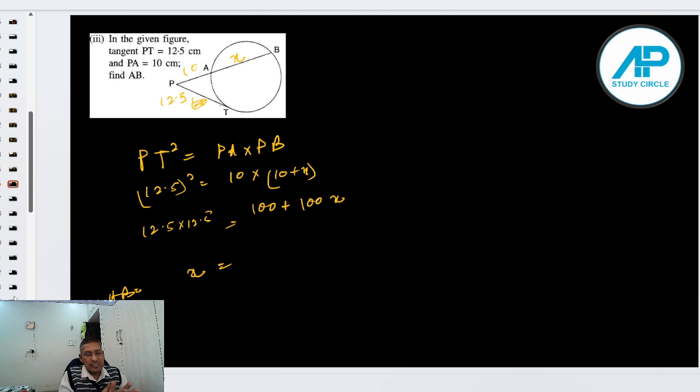So again, I will say the focus should be on the application of properties. The chord and the tangent are intersecting at point P. PT is the tangent and AB is the chord meeting at point P. I got PA into PB equals PT square. The square of the tangent equals the product of the segments of the chord.